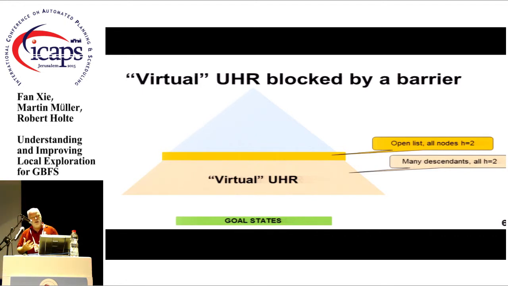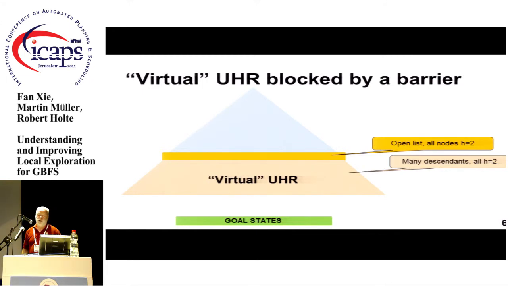And what's going to be the cause of the problem is you have this large plateau, local minima. We call it a virtual UHR. And the word virtual here is really key, but I'm not going to explain it to you. I'm going to let you guess what it means for a while, and then I'll tell you in a few minutes what exactly it means. But what this is, it's a part of the space where when you expand somebody in the open list, you get somebody with the same heuristic value.